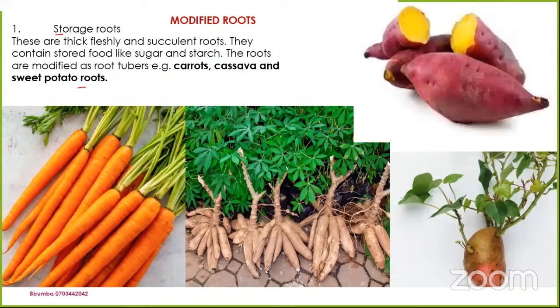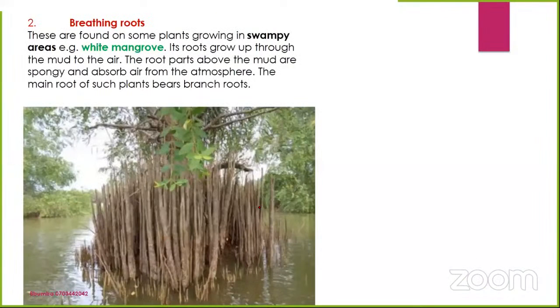Then we also looked at breathing roots. This was also some other kind of modification, because primarily roots are known to conduct water, anchor the plant in soil, as well as absorbing water and mineral salts. So if it is not doing those primary functions, then what is it doing? Some roots can be modified to do different work apart from the other work which they are known for.